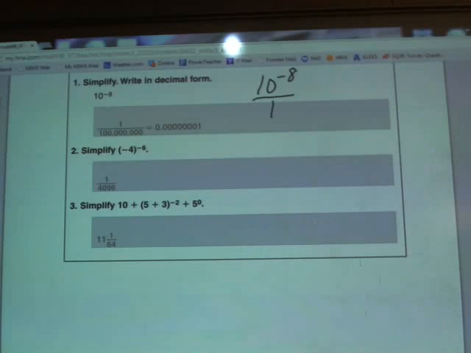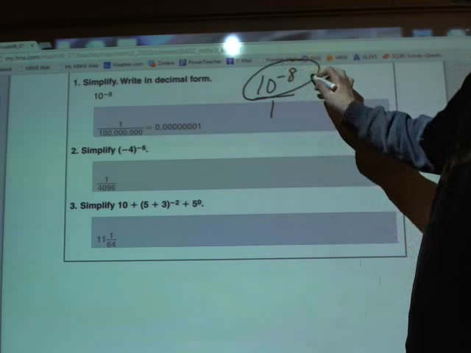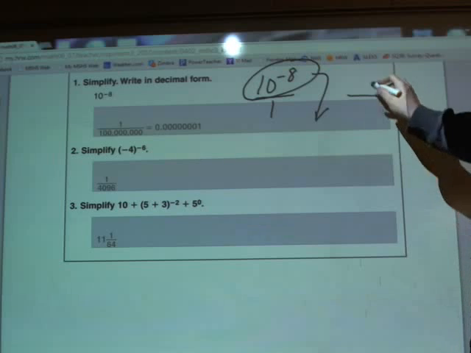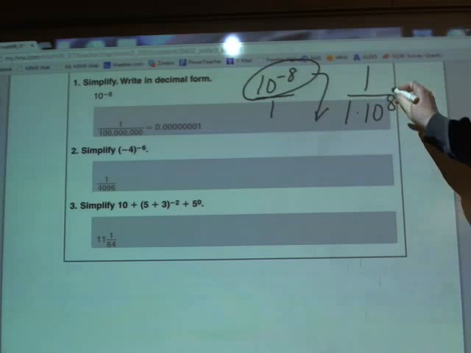And then we're going to take and flip that to the other side of the fraction. And again, that's going to have the effect of making this go positive. So when I flip that down, the top is vacant, so that's going to fill in the 1. So this is 1 times 10 to the 8th.